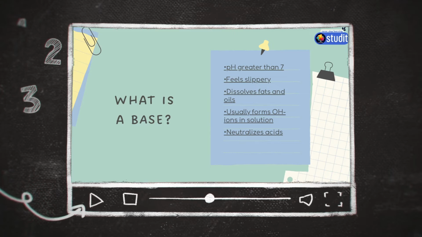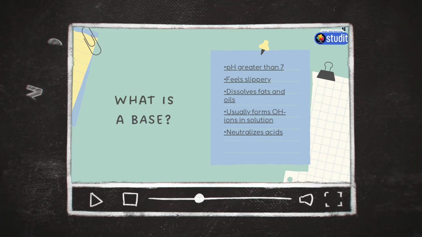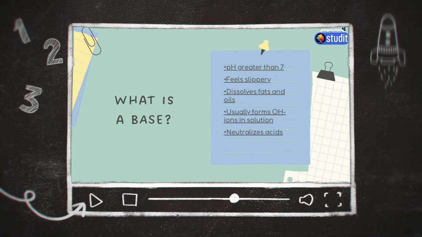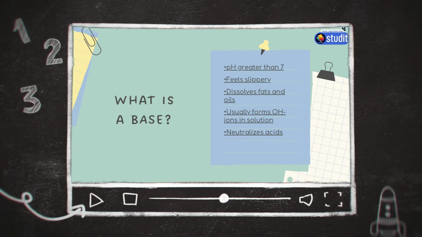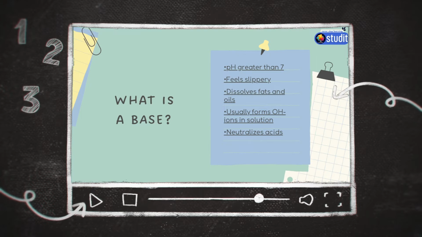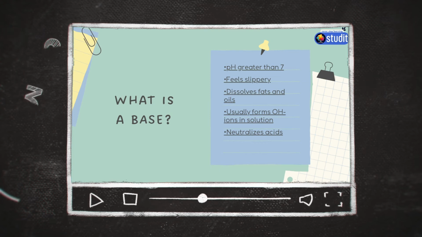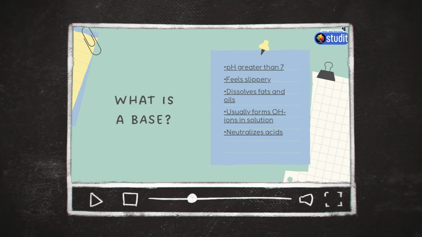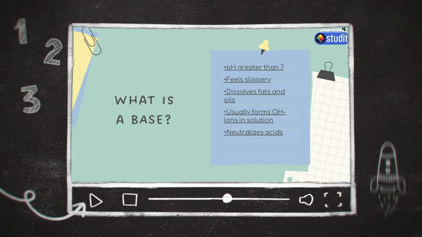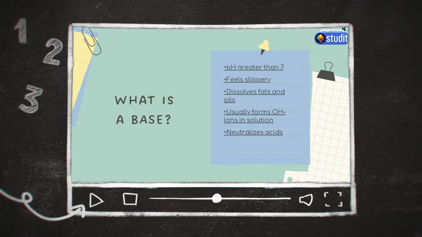We also use soap in our hands. Soap is also a base. It dissolves the fats and the oils. The base, when it comes to a reaction, gives out OH minus ions. Like H plus ions in acid, we have OH minus ions in bases. The same way an acid neutralizes bases, bases also neutralize acids.